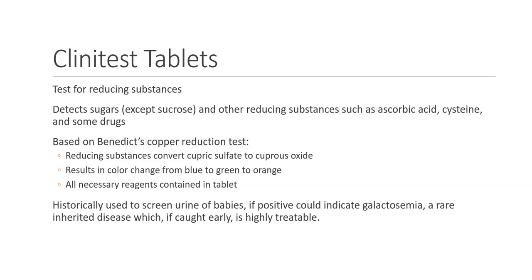It's based on the Benedict's copper reduction test, and the reducing substances convert the cupric sulfate in the tablet to cuprous oxide. This results in a color change from blue to green to orange, depending upon the level of reducing substances present, and all the reagents necessary are contained in the tablet. Historically, we used this to screen the urine of babies because if this was positive, it indicates galactosemia, which is a rare inherited disease, which if caught early is highly treatable.